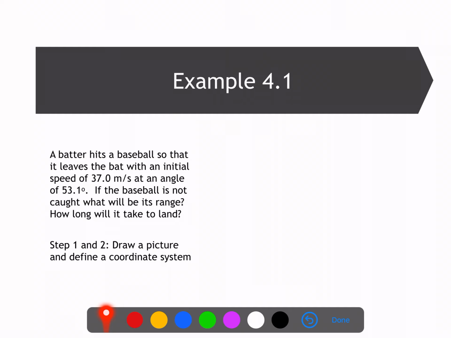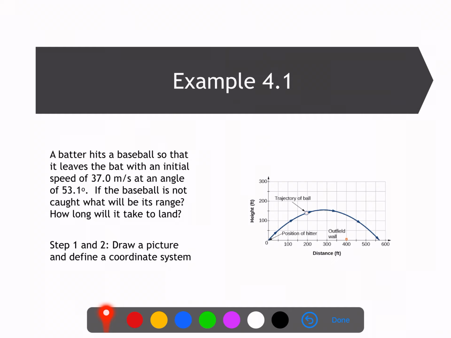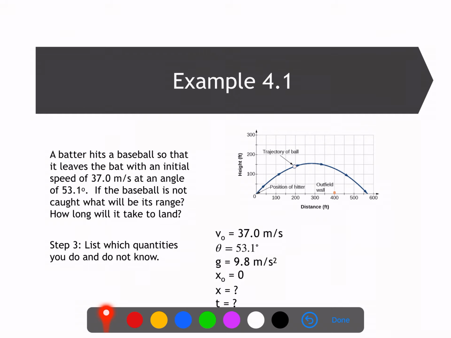So with that in mind, let's take steps 1 and 2 in our procedure, and let's draw a sketch of the situation and define a coordinate system to go along with that. Once we have a picture of what we think the problem entails here, a baseball moving on a trajectory like you see here, starting at the origin where the hitter is, and taking on this parabolic shape, then we can start to think about what it is that we know and don't know about the problem.